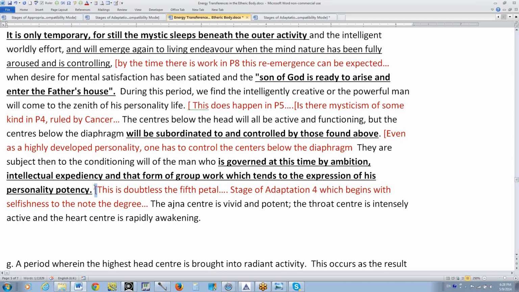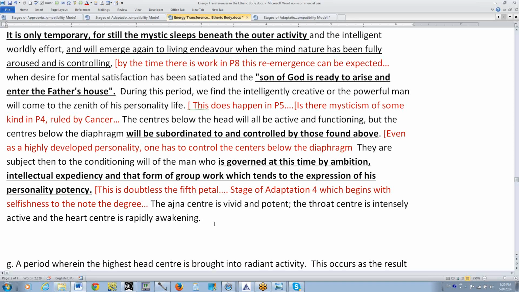The throat center is intensely active because the personality and the throat center correlate, just like the soul and the heart, and the monad and the head. And the heart center is rapidly awakening. And if we have an awakening heart center, it could precede the first initiation where the heart center is emphasized. It is said also that the sacral center is the object of the rod of initiation in the first degree, but there is definitely a very strong heart center stimulation.